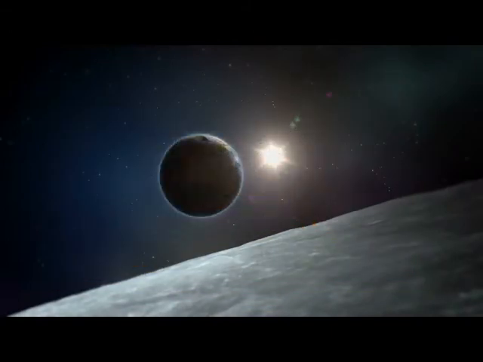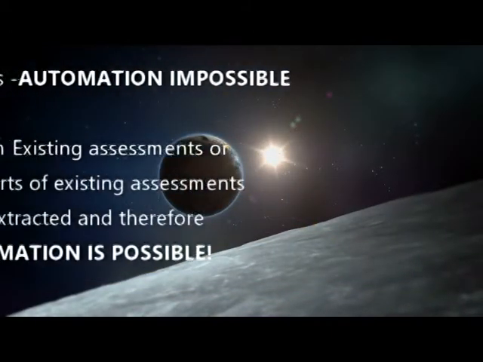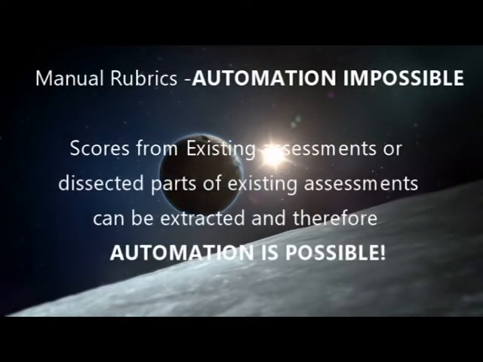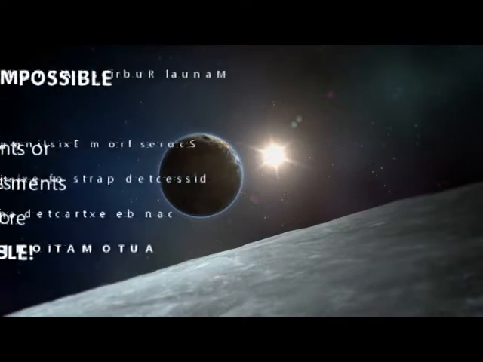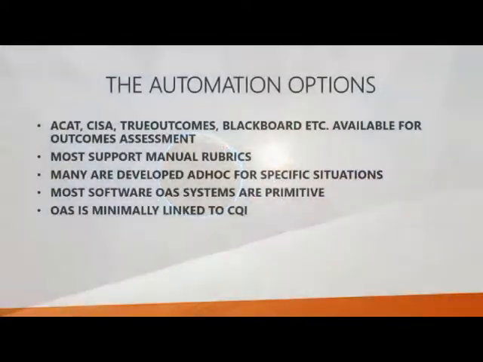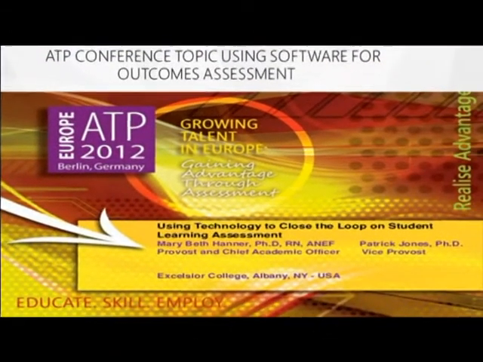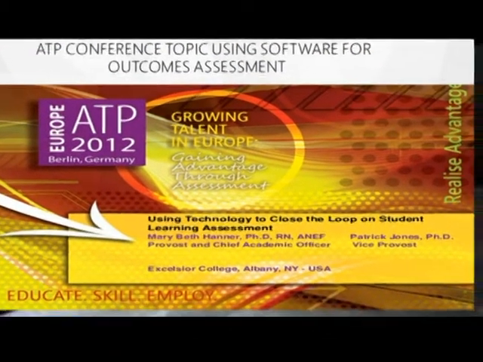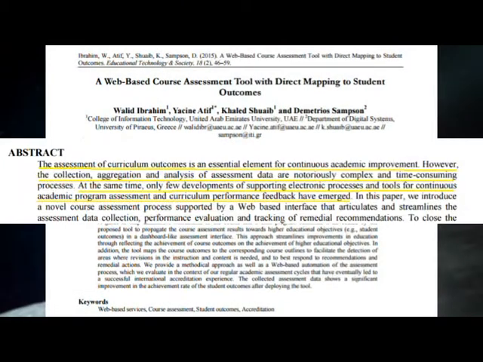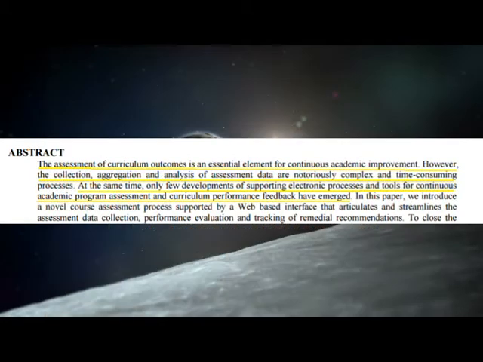Manual rubrics automation is impossible, whereas extracting existing assessments is 100% automatable. The options for automation are few, and most support manual rubrics, developed ad hoc for specific situations and primitive, and are minimally linked to CQI. Conferences worldwide for automation: ADP 2012, Ibrahim Atif Shoaib and CIMS 2015 Research UAE. The collection, aggregation, and analysis of assessment data are notoriously complex and time-consuming.